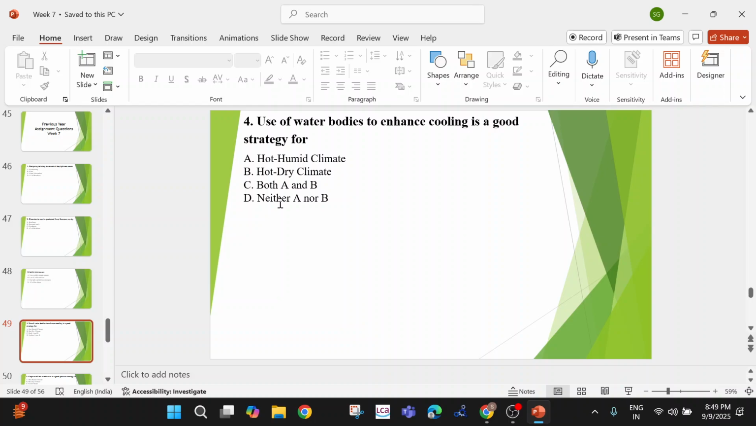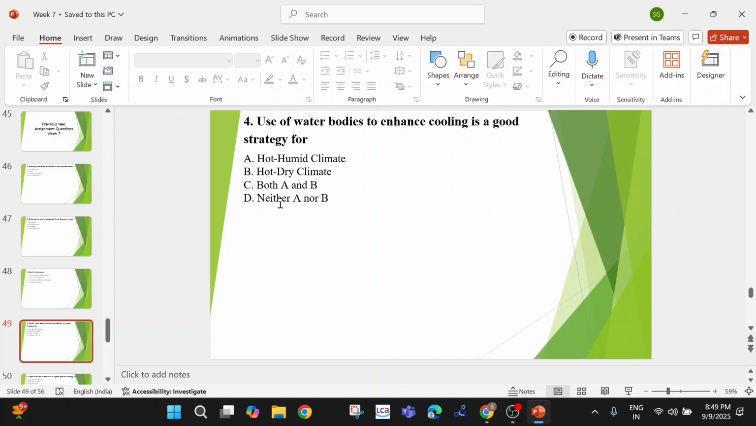Using water bodies. So this question discussion I have already made in one of the sample problems. So I hope all of you will be able to answer it correctly here. Whether it is for hot and humid, or hot and dry, or both, or neither for hot and humid nor for hot and dry.